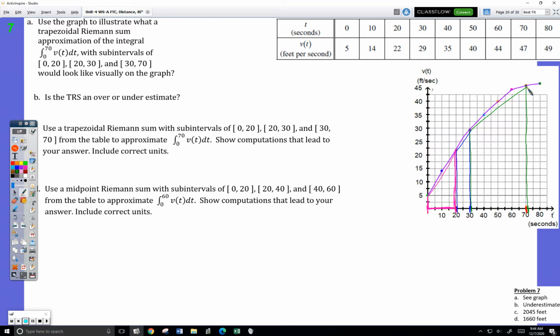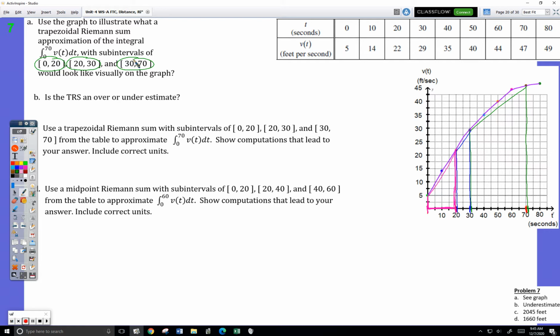Please, Jacob. Are they always going to have us do the trapezoidal Riemann sum when they don't give us equal subintervals? Gotcha. 2 points for Jacob. He asked, will they always ask us to do a trapezoidal Riemann sum when the subintervals are of non-equal lengths? And the answer is no, that's just coincidence. They just mix it up every year.